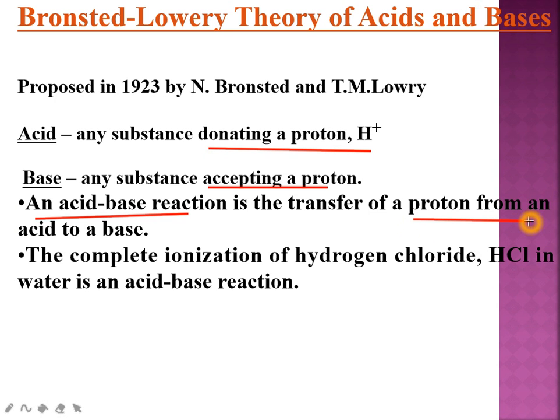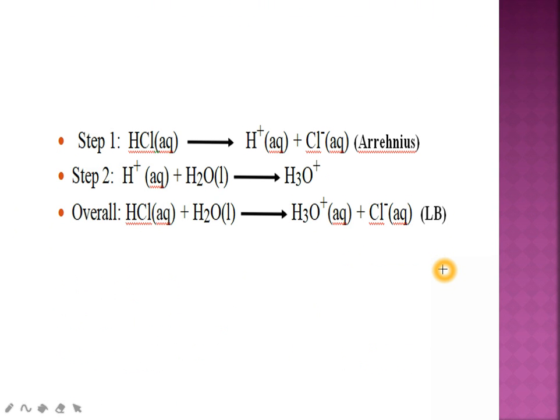And this can be explained by the example of complete ionization of hydrogen chloride in water. The reaction is as follows. Step 1, first of all, there is a dissociation of HCl, that is, HCl is dissociated into H+ and Cl-. So according to Arrhenius, in solution, an acid is a substance that will liberate H+ ions. Hence according to Arrhenius, HCl is an acid.